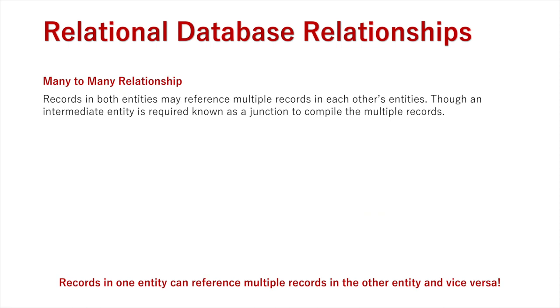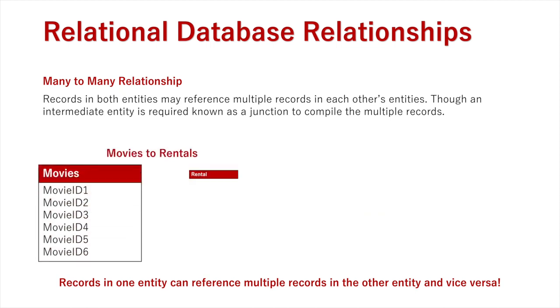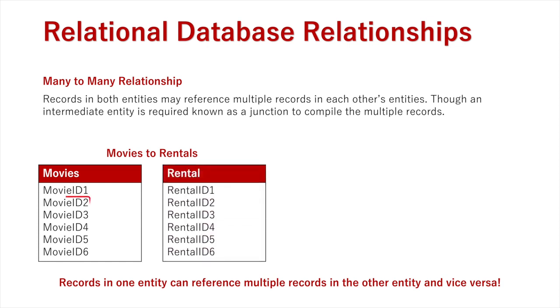Finally, we have the many-to-many relationship. As we've already said, movies to rentals was our many-to-many relationship. So movie ID 2 might be used in rental ID 2 and rental ID 6, and movie ID 3 may be used in rental ID 3 and rental ID 4 and rental ID 5. So it is going from the movies to the rentals, one to many.